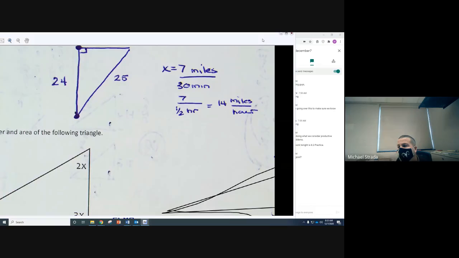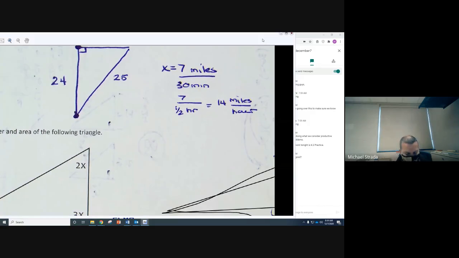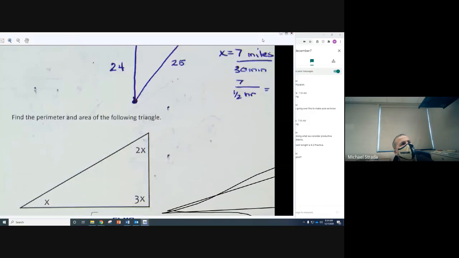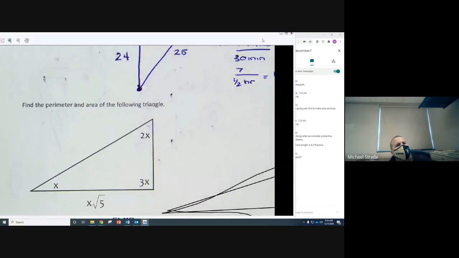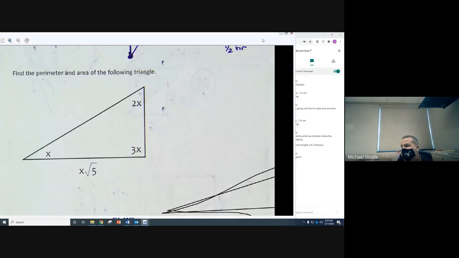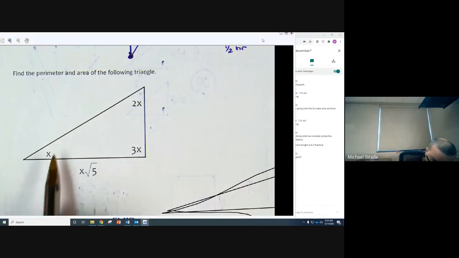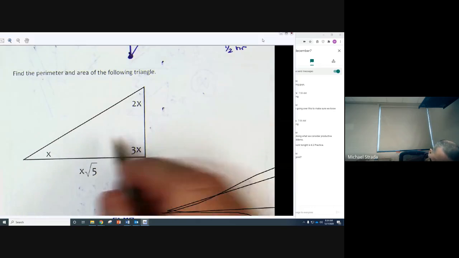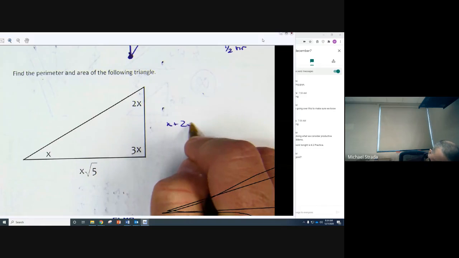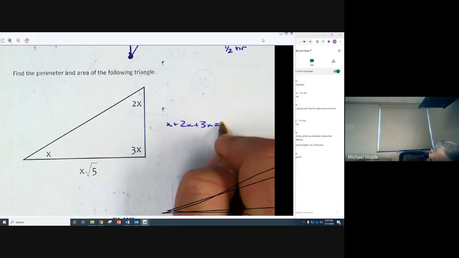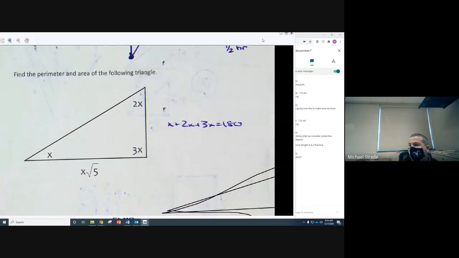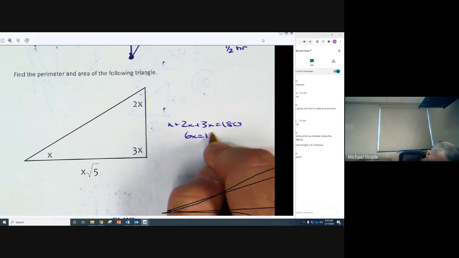All right, and then the last one for the day, find the perimeter and the area of the following triangle. Okay, they don't tell us it's a right triangle. So x plus 2x plus 3x, 2x plus 3x equals 180. Everybody agree with me on that? 6x equals 180. And x equals 30.